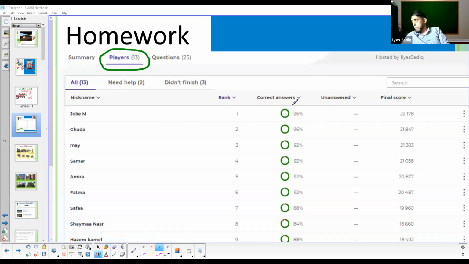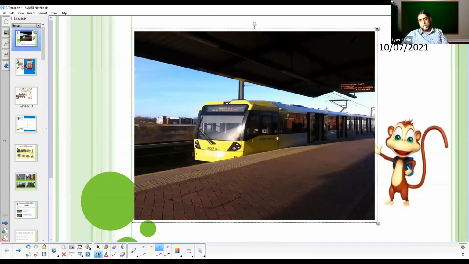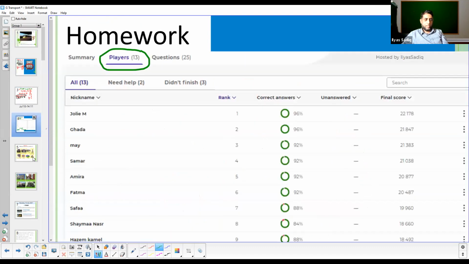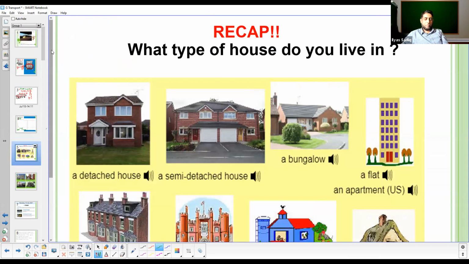Okay. So as said, we are learning today about the different types of transport we use in England, and different questions about how we make it. All right. Okay, that's finished. Just a recap about what we have done last week.